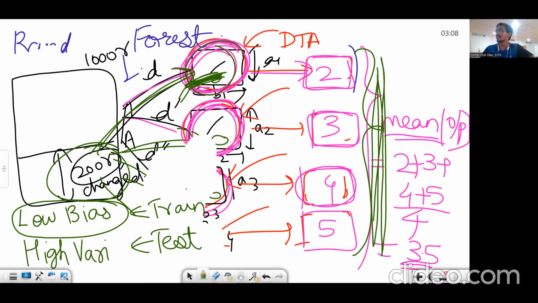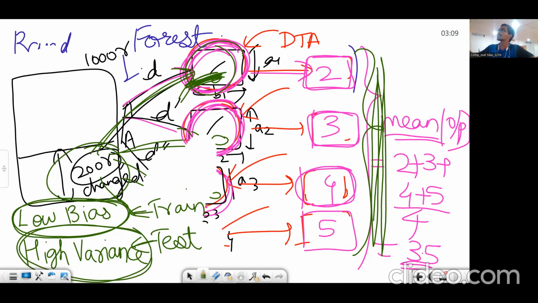High variance means lots of disparity, unevenness, or lots of difference, not uniform. Based on the training, you are saying that yes, my model is giving the exact correct output. This is because of overfitting. Once you go to the testing data set, the model is not working good at all. That is called high variance. So low bias is related to the training data set, and high variance is related to the testing data set.